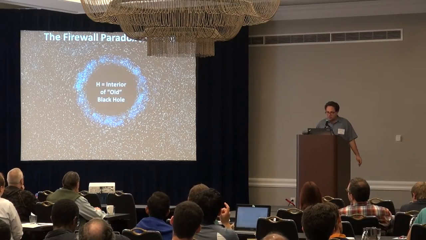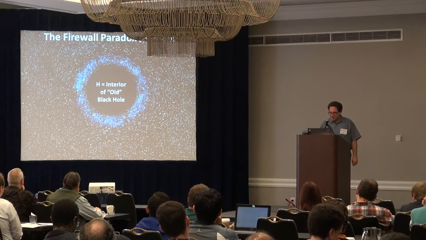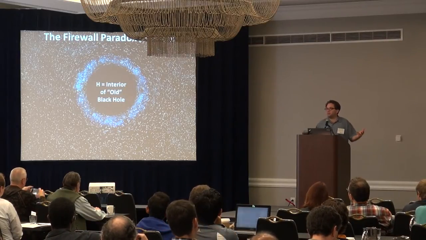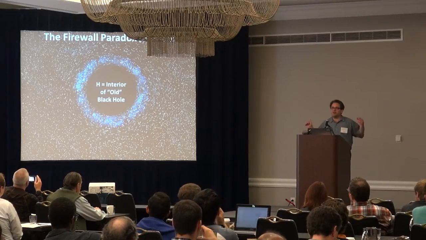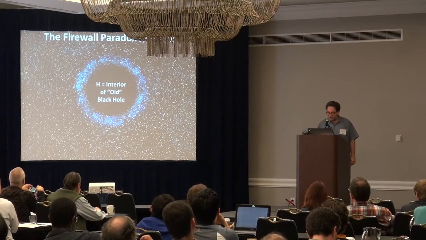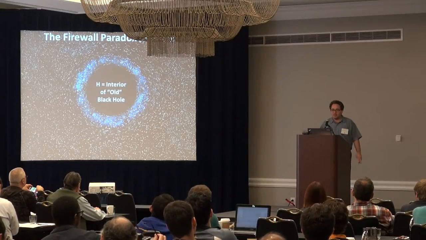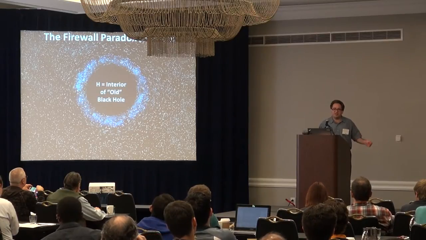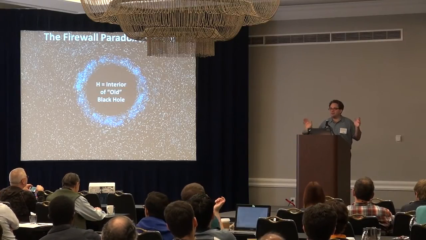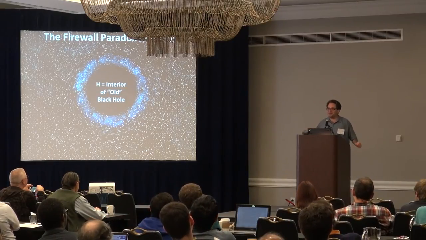All right, so we consider three systems. H is the interior of a black hole, and we'll take this to be an old black hole, meaning one that has radiated, say, most of its mass away into the Hawking radiation already. For an astrophysical mass black hole, it would take about 10 to the 67 years until that happened. But we'll assume you got a really long NSF grant. I'm sure there are people in this room who know how to wrangle that kind of thing.